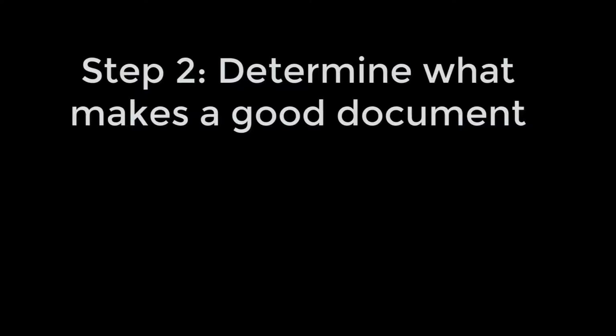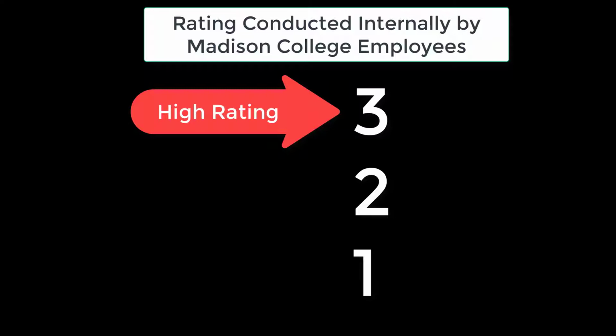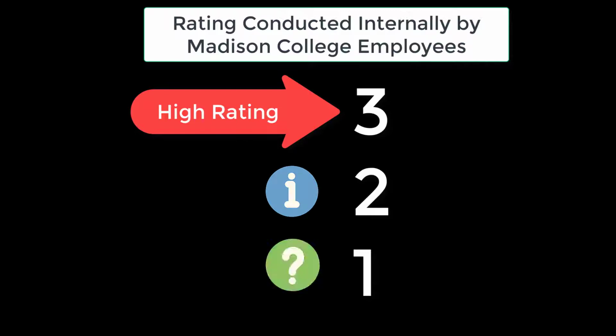When you are deciding what documents to upload, remember that all documents are rated on a scale of 1 to 3, with 3 being the highest. 3 means there's no question on how the document meets the criteria. 2 means it's clear what criteria, but could use more explanation. And a 1 rating means it's difficult to determine what criteria and there is no explanation.